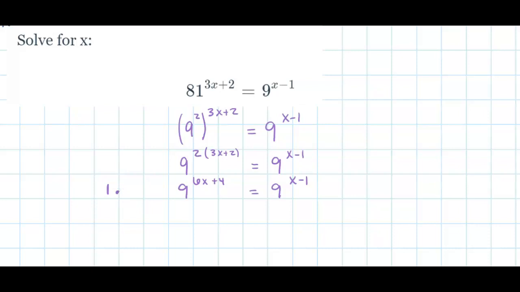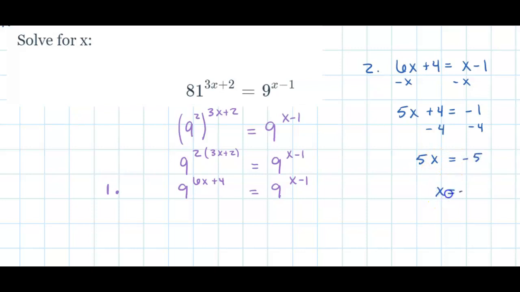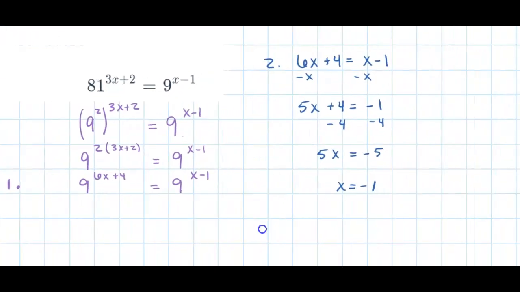So here I've completed step 1. I've got a common base of 9. So now I'm going on to step 2, which is set the exponents equal to each other. Step 3, solve. And I got x to equal -1.